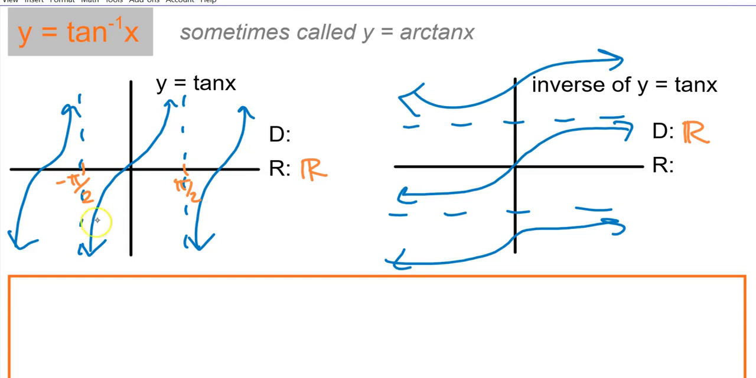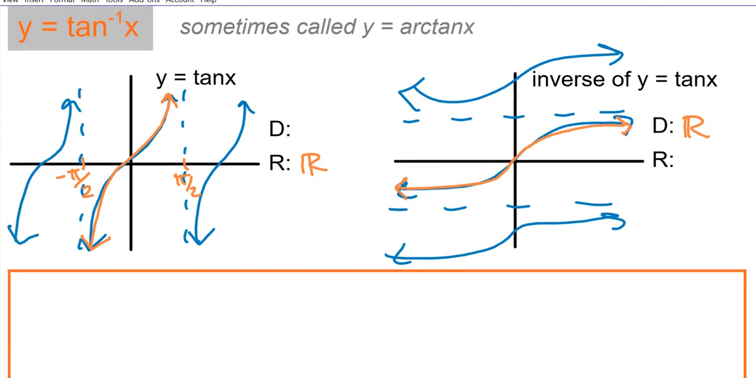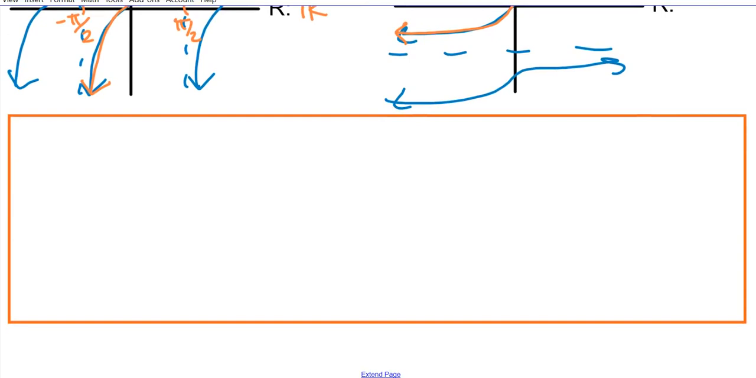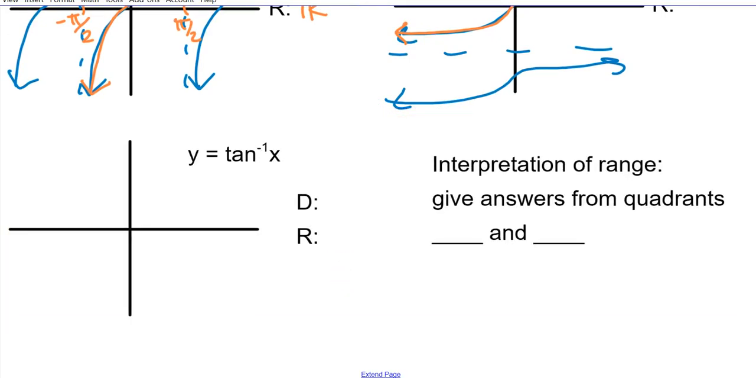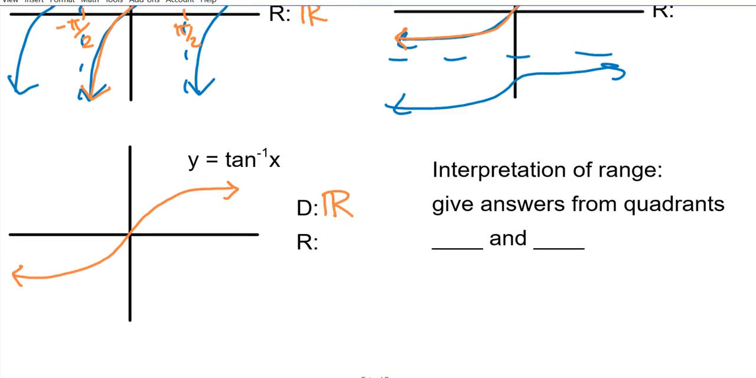So it would make sense to me just to take this middle piece, reflect that across the line y equals x, and we get just this piece, and that piece is 1 to 1. It passes the vertical line test, passes the horizontal line test, it gives us a function. So here's what you can write. The graph of y equals inverse tangent of x looks like this, where the domain is all real numbers. And what about the range?